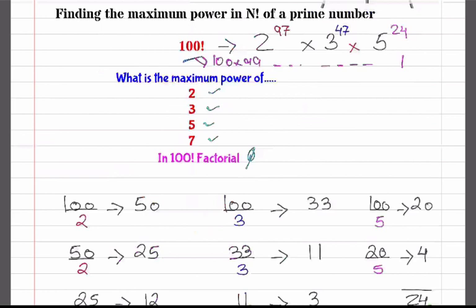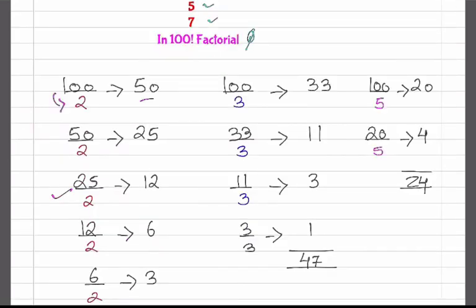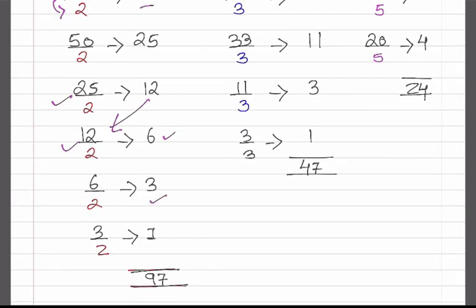Then you divide 25 by 2. What is 25 divided by 2? You get a 12 here. Then you divide 12 by 2, it is 6. Then I divide 6 by 2. Okay, what do I get here? 3. Then I divide 3 by 2. What do I get here? 1.